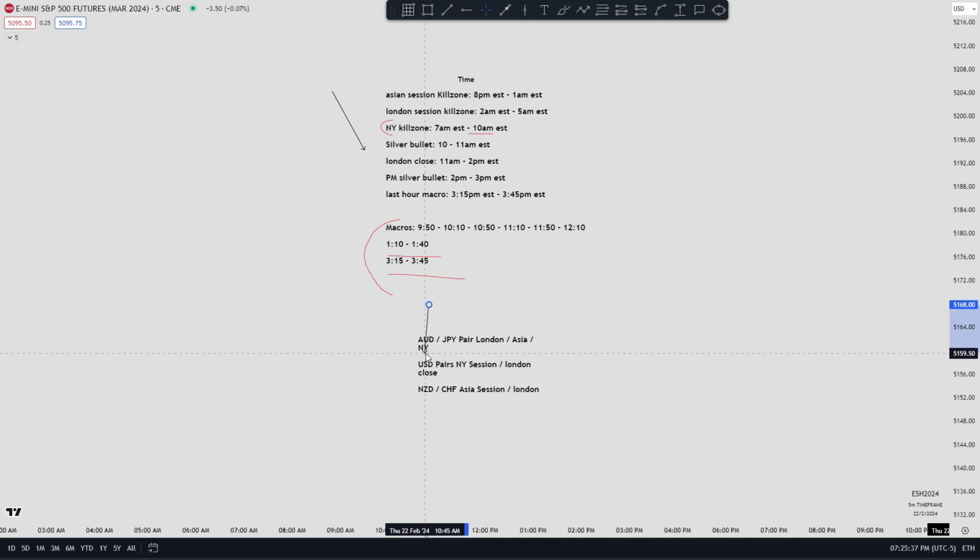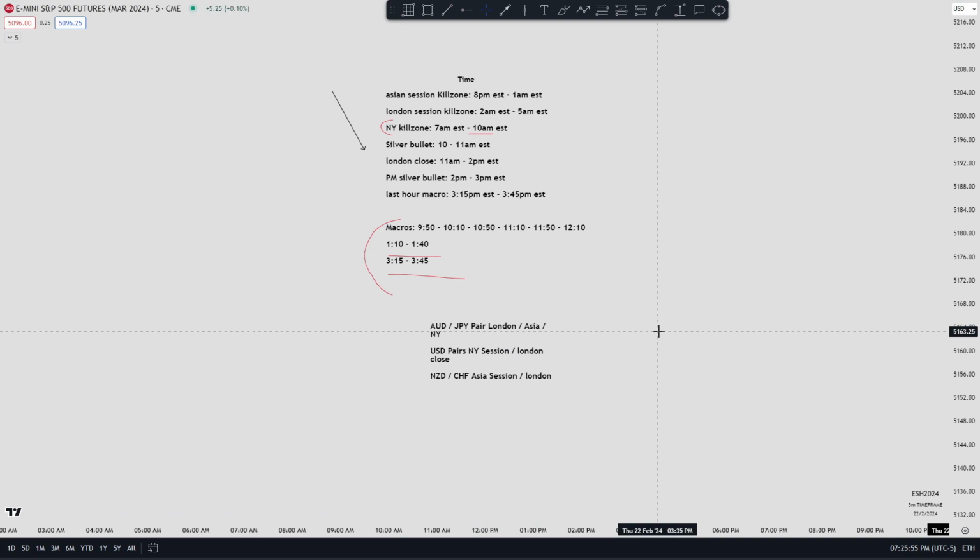So it's important that when trading USD pairs, you guys trade during these times. And for NZD and CHF, the Asia session and London session present the best opportunities for pairs like these, right? It's important to know when to trade these pairs during optimal times, because it's correlated to their time zone. And that's why it's so important.